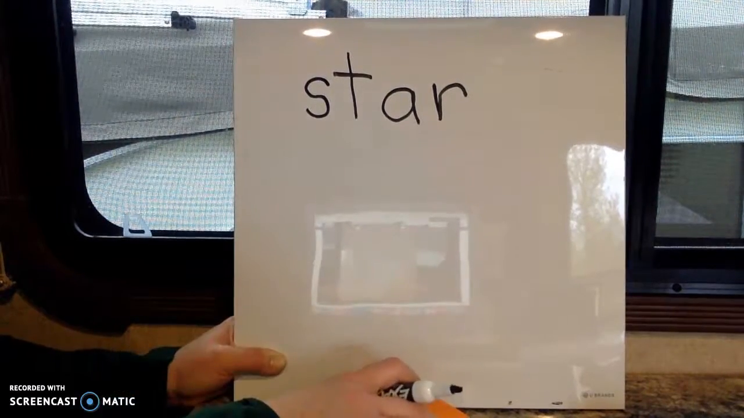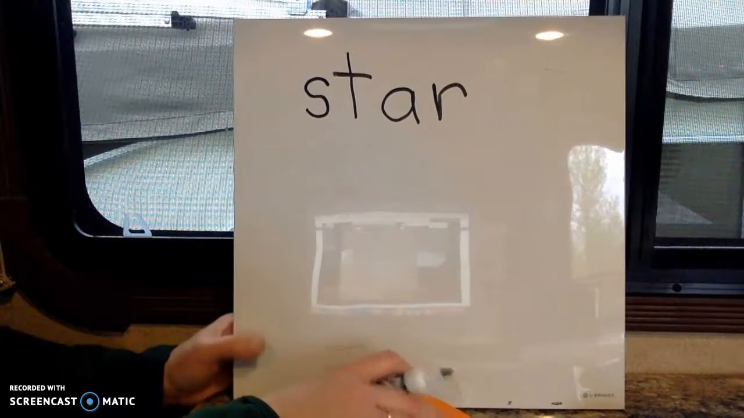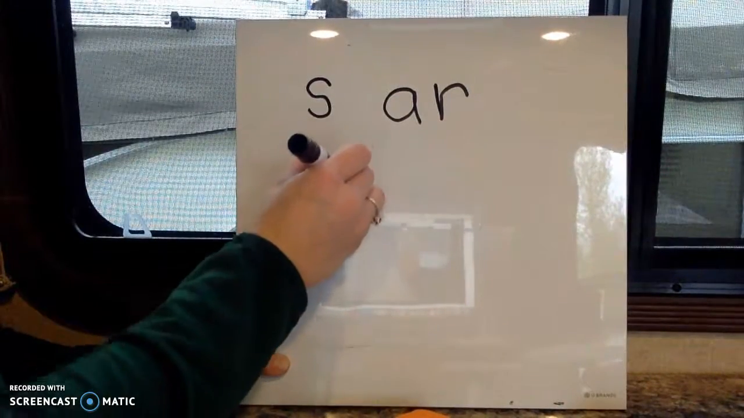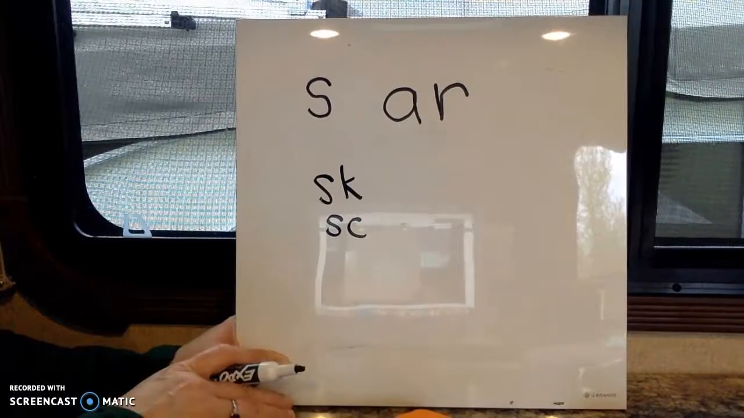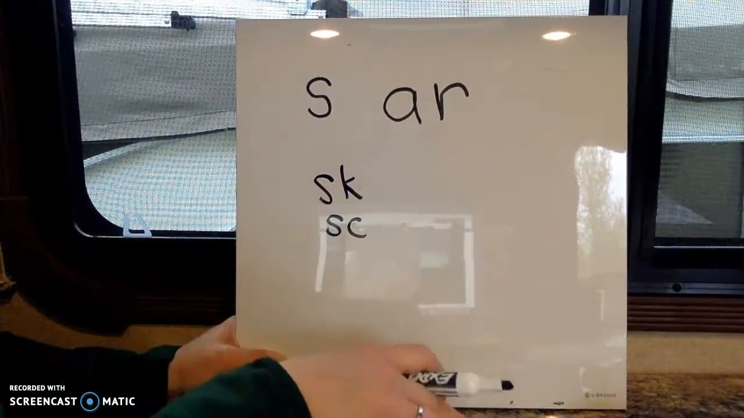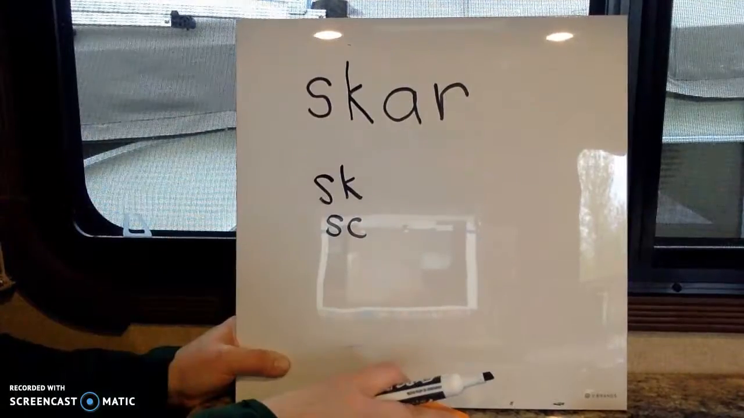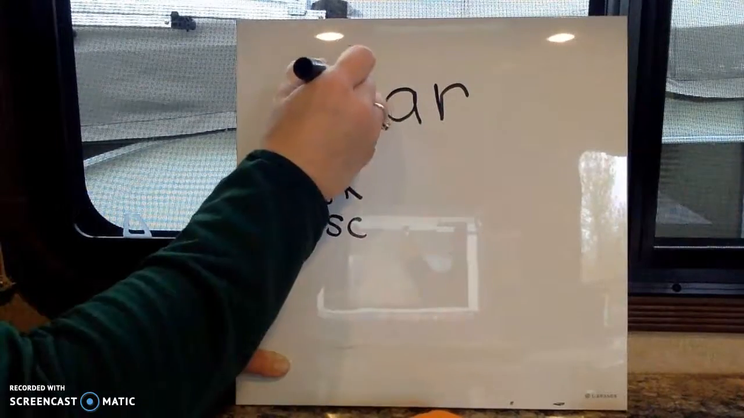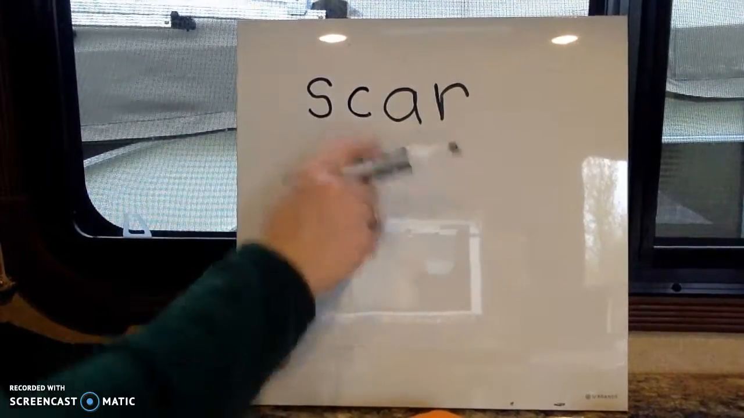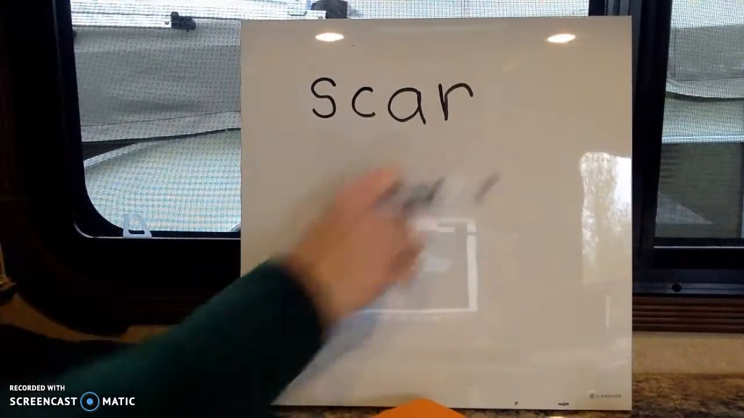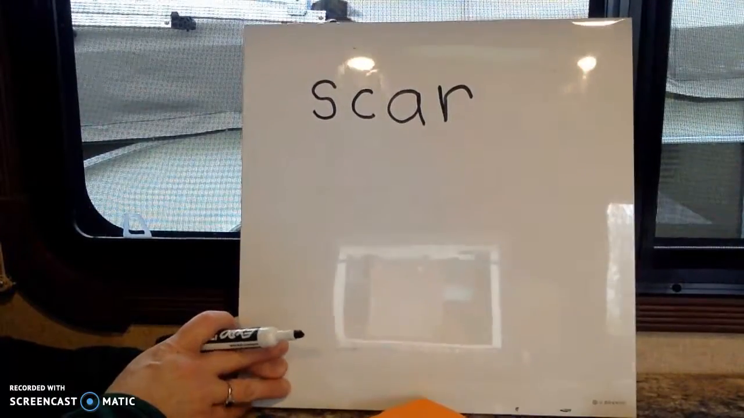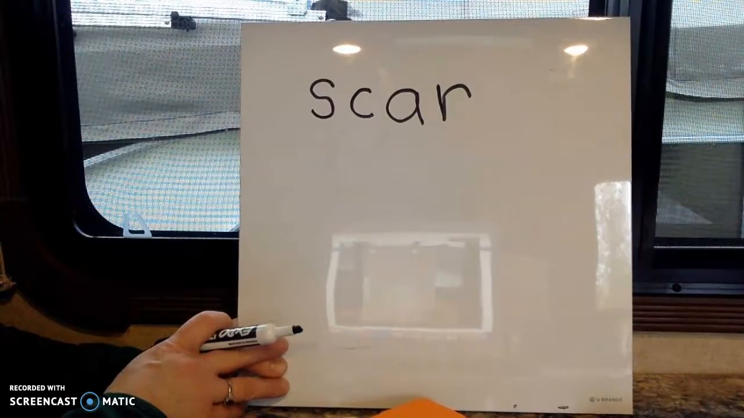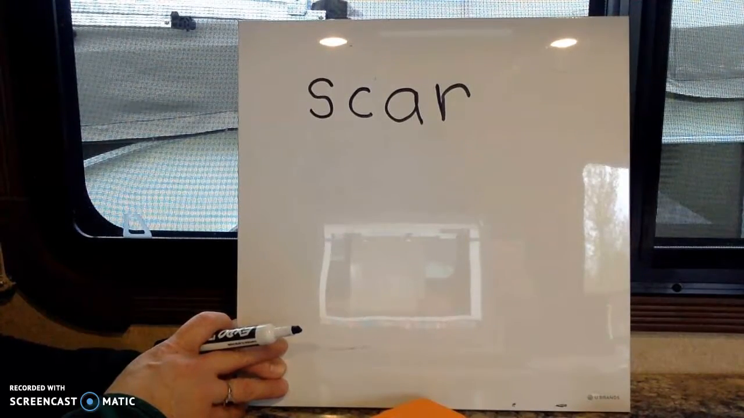Scar is the next word. Scar. So instead of a T, there's two things it could be. It could be SK or it could be SC. SK. And if I try SK, well, that just doesn't look right. Let's try SC. Scar. Yeah, that just looks right. They both make the same sound, but that one just looks right. I've seen this word before. Scar. Like after you have a cut, and after it heals, you'll have a scar, a little mark. Now I'm going to take away a letter to make the word car.